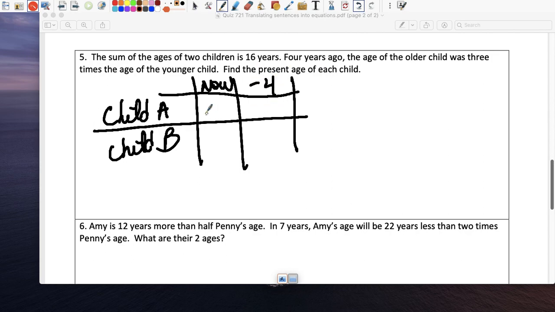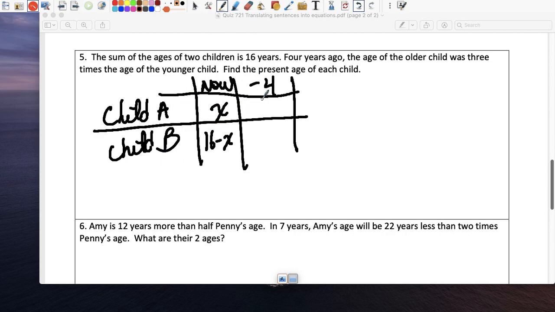So right now, if I add their ages, it equals 16. So if I call child A x, he's x years old. Child B is going to be 16 minus x, right? Whatever child A is, you subtract from 16, you get child B, right? Because we know both of their ages added up equals 16.